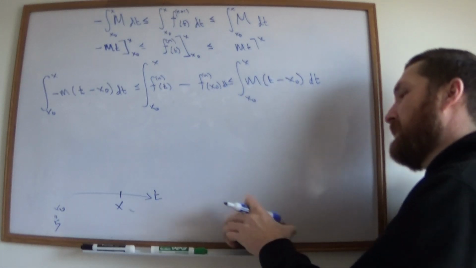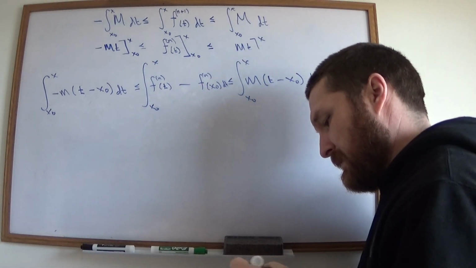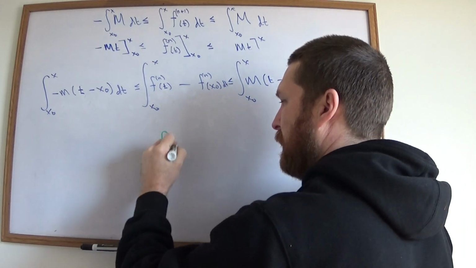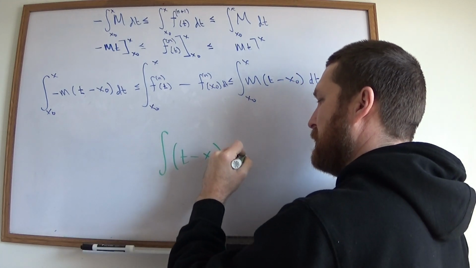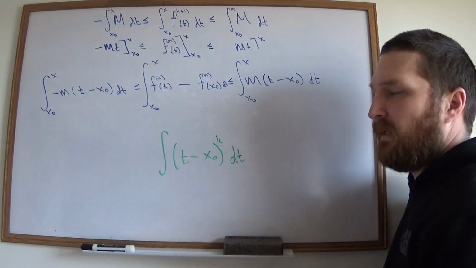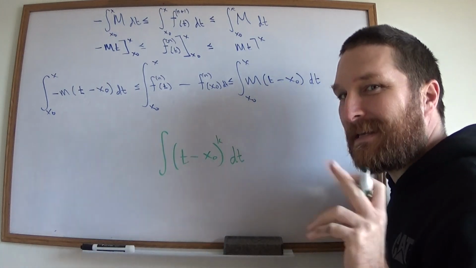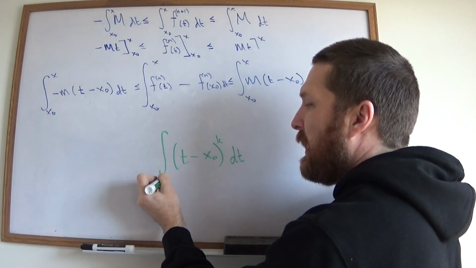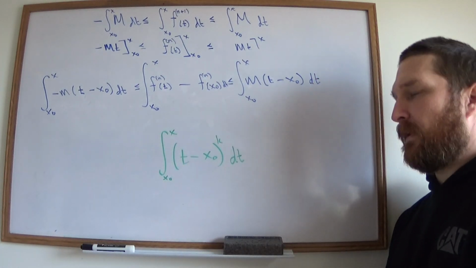Now here's the thing. I want to take a little break before we do this, and I want you to figure this out. The integral of (t minus x0) to the k dt, and let's say that k is some power, any power except for -1. Pretend that k is any number that's not -1. I want you to pause the video and compute this right here.